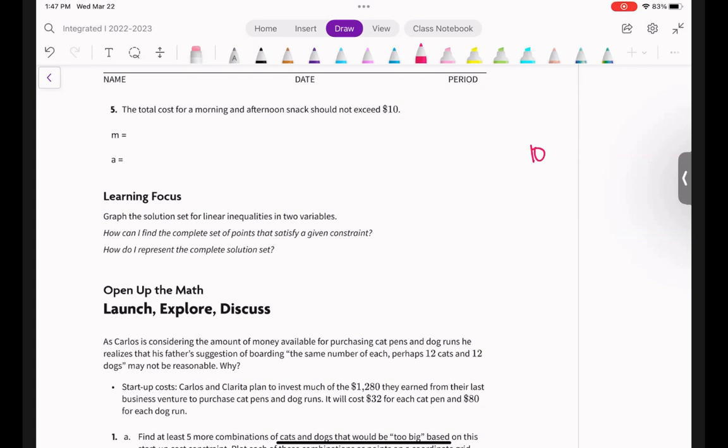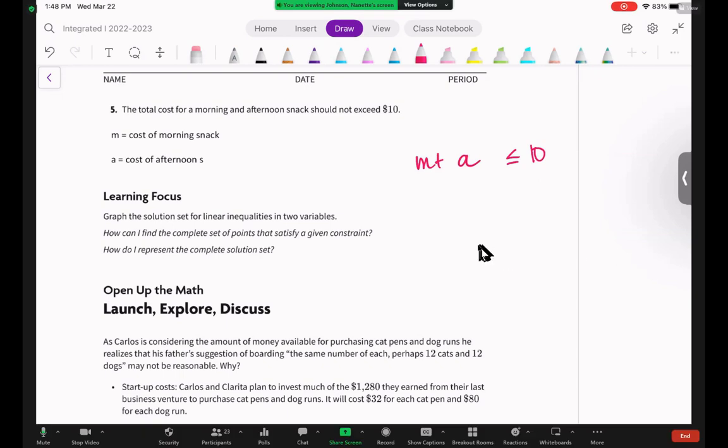Oh, okay, thank you. M stands for the cost of morning snack, and A stands for the cost of afternoon snack. And they should be less than or equal to 10 because they can be $10, but they can't be 12 or 11. Very good. So she said this has to be less than or equal to, and it's M plus A, right? Very, very good explanation.